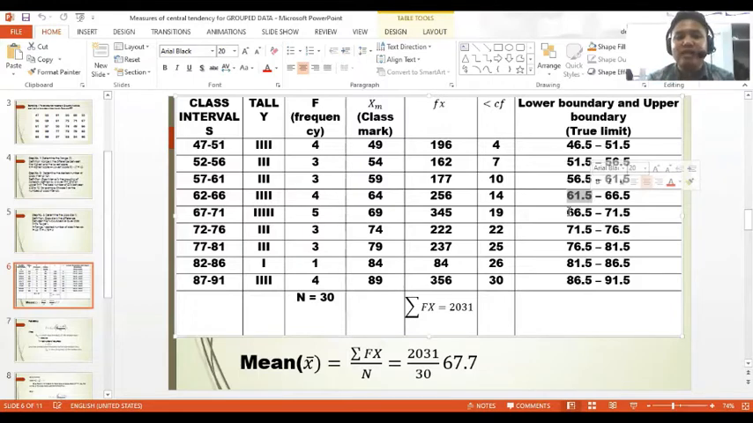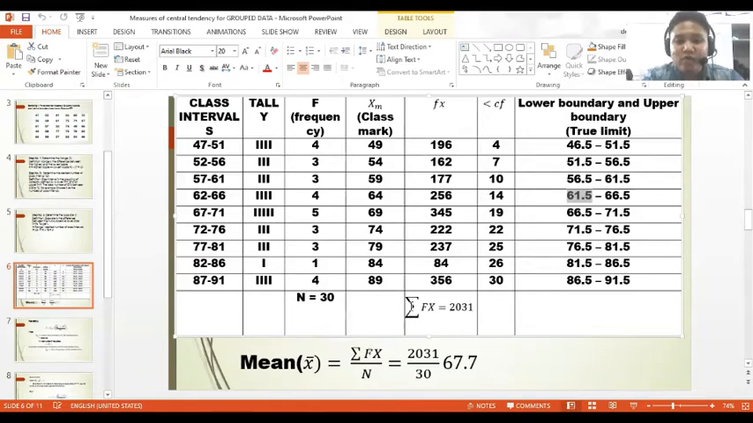So tapos na natin gawin yung frequency distribution table para makuha natin yung mean, median, and mode. Ito na yung magiging formula natin sa mean. X bar is equal to the summation of fx divided by the n, big letter N, which is the total number of participants or observations natin.